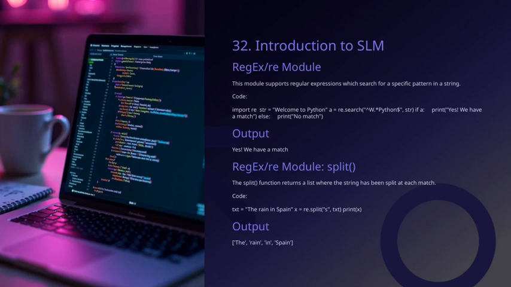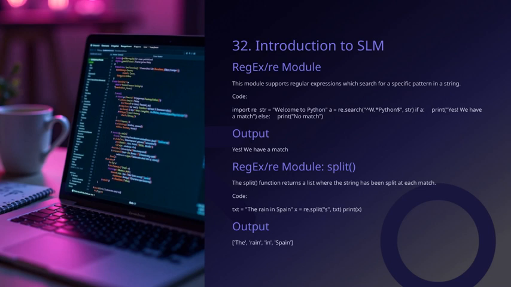matching within strings. The core idea is that it allows us to search for specific patterns, making our text processing much more flexible. For example, using re.search, we can look for a pattern in a string. In this case, we're searching for a string that starts with a W, has any characters in between, and ends with Python. If a match is found, the program will confirm with a message saying, "Yes, we have a match." Otherwise, it indicates no match was found. This demonstrates how regex can be used for pattern recognition in strings.